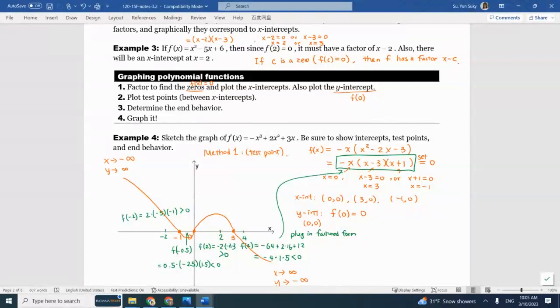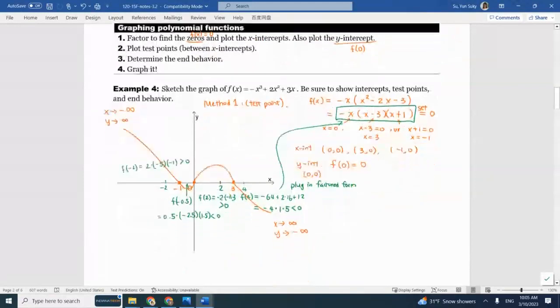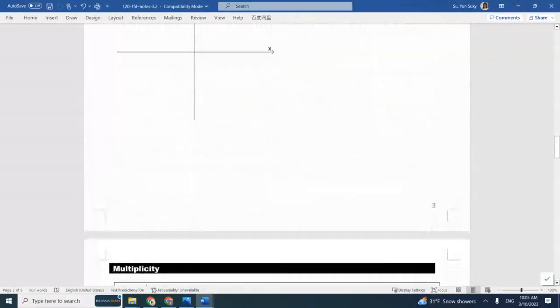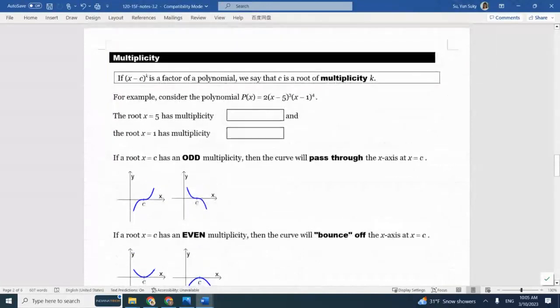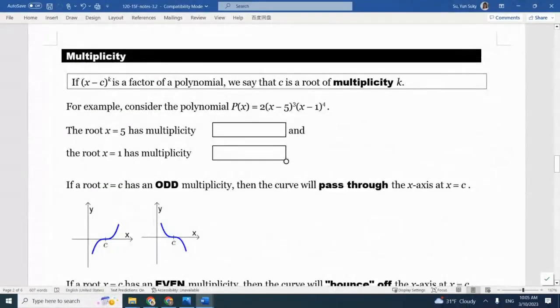And I would recommend you use the second method. We have a second method. But before we go over the second method, let's go to the next page, multiplicities. So if x minus c to the power k is a factor of the polynomial, we say c is a root of multiplicity k. For example, you might have f of x equals -5 times (3x minus 1) squared times (x plus 7) cubed.